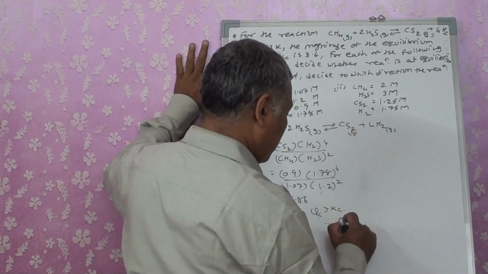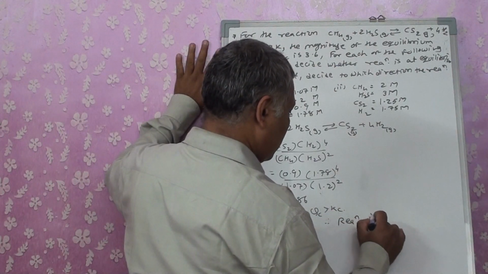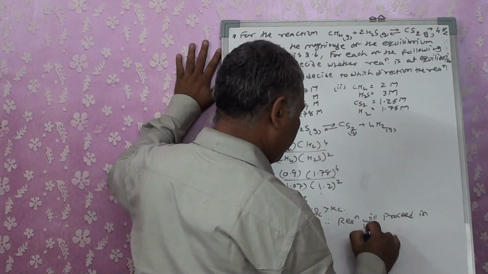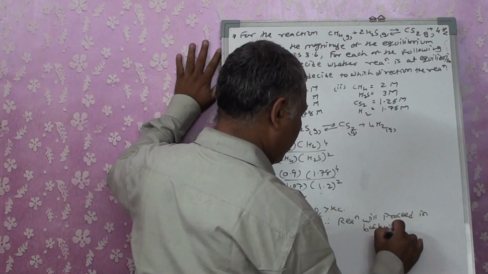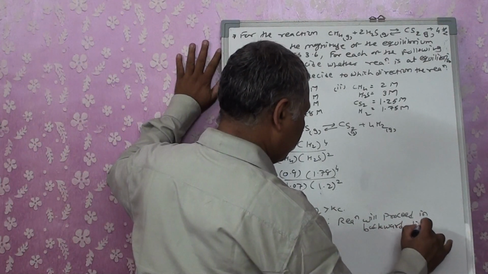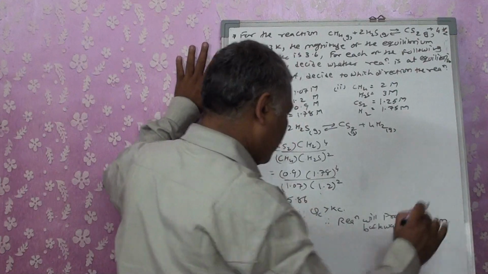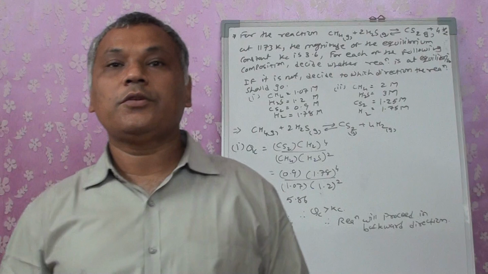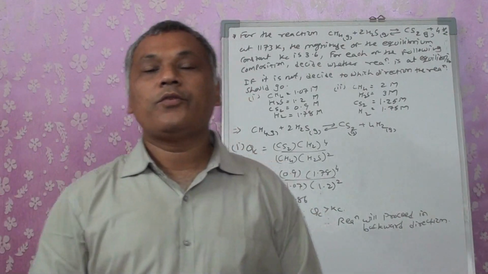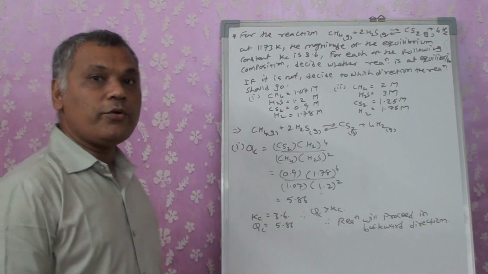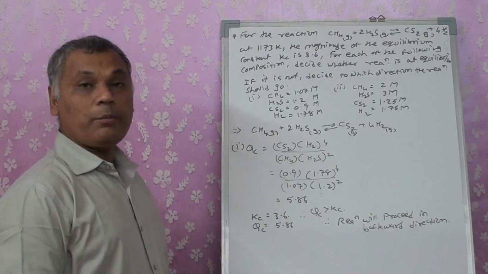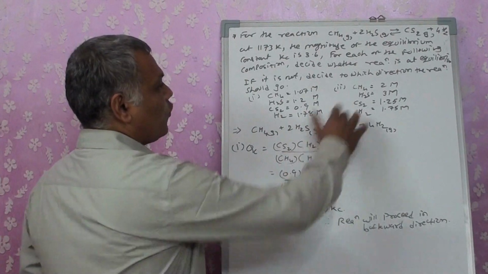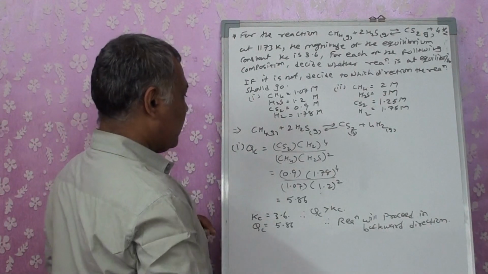Therefore, the reaction will proceed in the backward direction. The reaction will go backward because more than the equilibrium concentration is being converted into product, so it will try to reduce and it will go in the backward direction, right? Okay, similarly for the second value, let's do it.